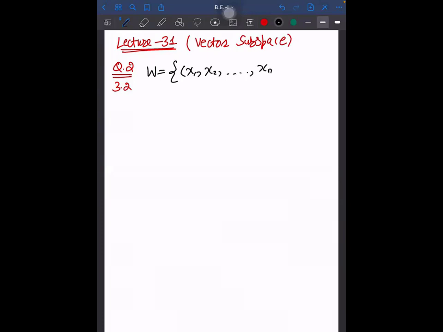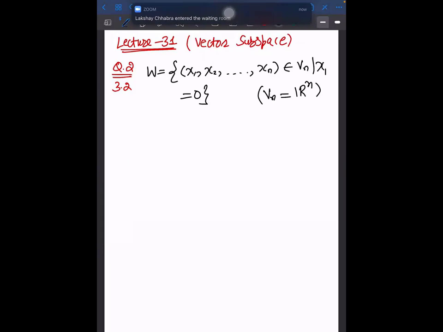x1, x2, and so on, xn belongs to Rn, or sometimes we call it Vn or Rn, one and the same thing, such that your x1 is 0, right? So you need to show that it is a subspace of Rn or Vn. These are the same thing, okay? So you need to show that this set W is a subspace of Rn.